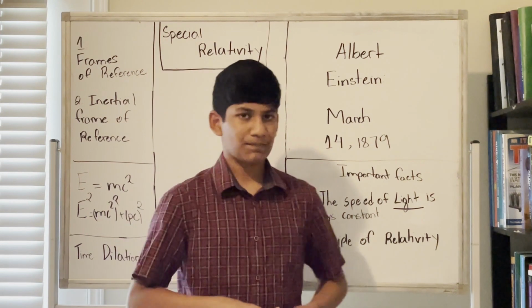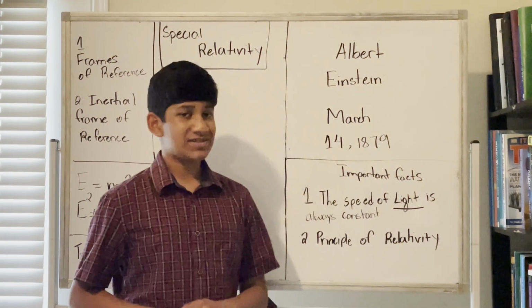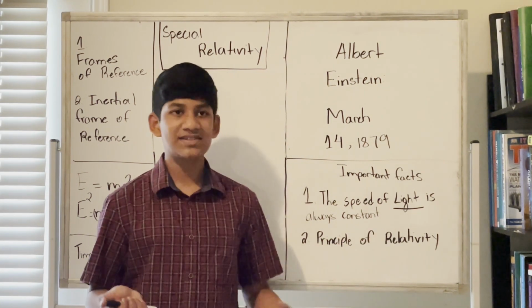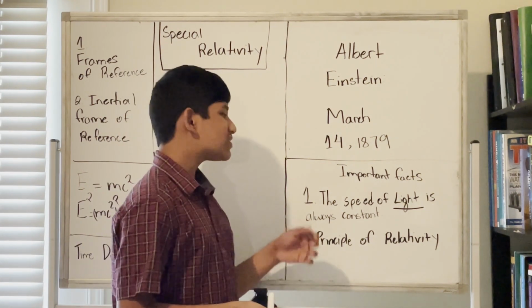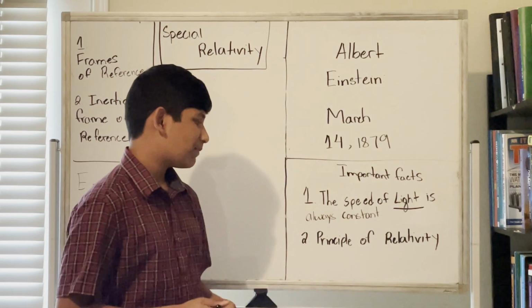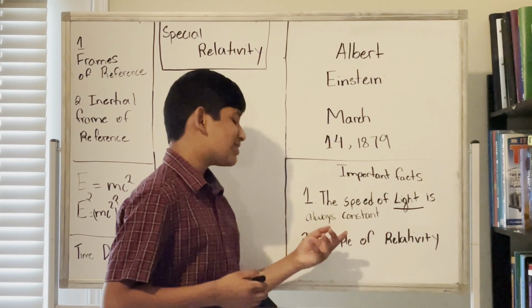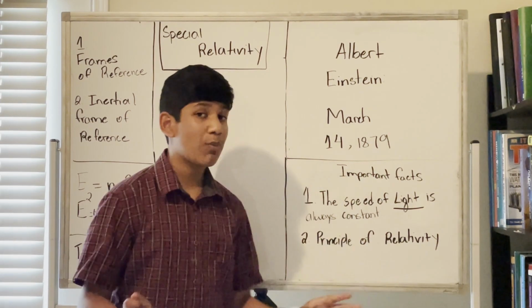So let's summarize. Here are the two important facts. The speed of light is always constant, and this is specifically for light, because usually when we consider classical mechanics and any other objects, we can add and subtract velocities. However, this doesn't work when we consider light. And then we have the principle of relativity. Oh, and by the way, the speed of light is always constant means that we can't add and subtract velocities when we have light.